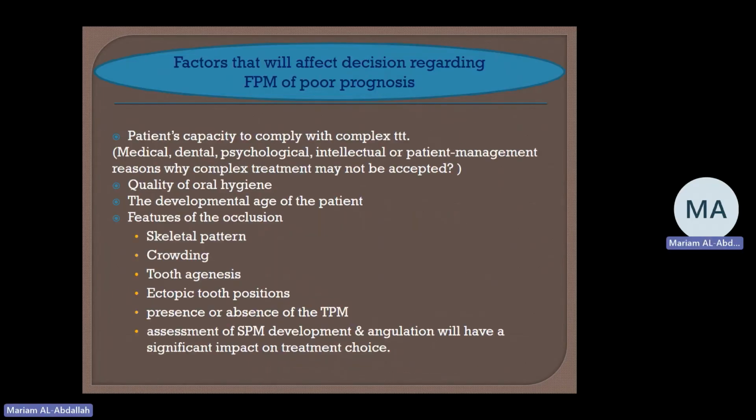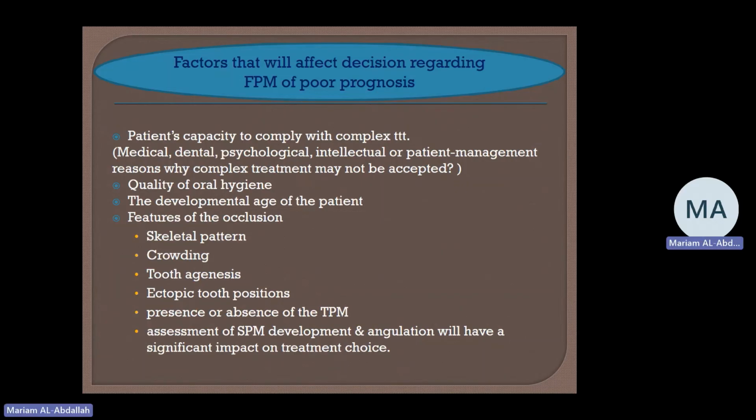Now, what are the factors that will affect the decision of extraction if you had a patient, a child with a 6 of poor prognosis? Well, these factors are divided into factors related to the patient and factors related to the occlusion. Factors related to the patient in terms of the patient's capacity to comply with this complex treatment. Are they willing to go through the treatment, maintaining excellent oral hygiene? And also it depends, of course, on the patient's dental age.